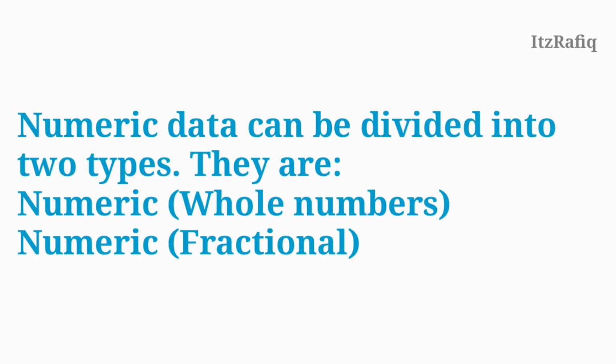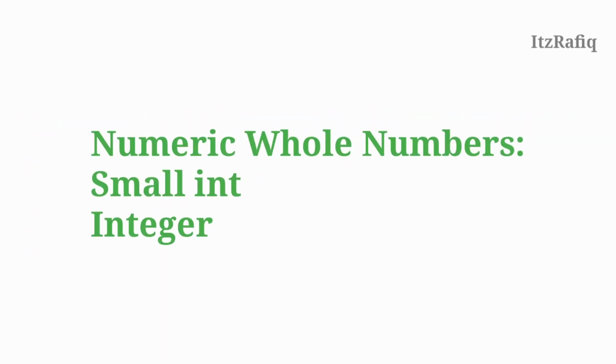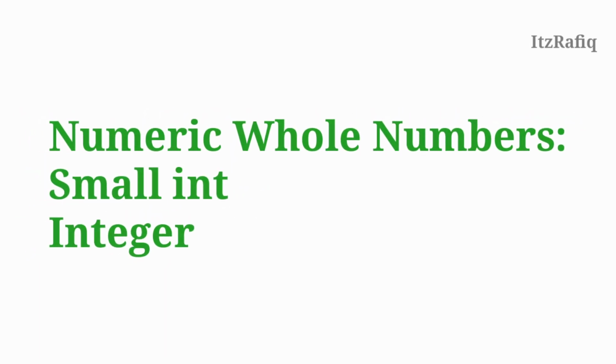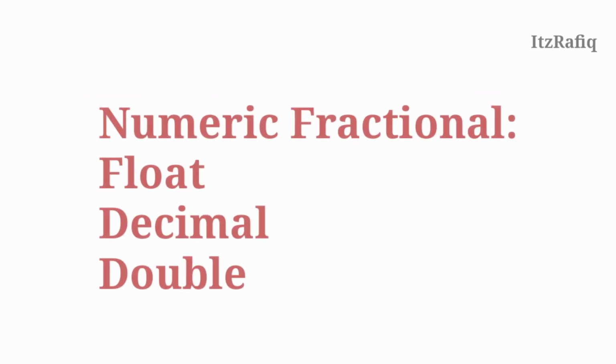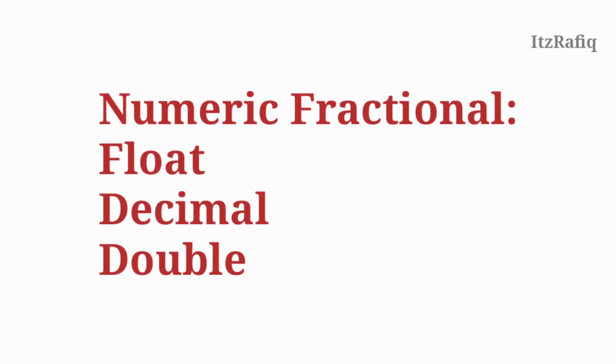In numeric whole number, we have small int or integer. In small int, when we have to use a very small number, for example 75, 182, etc., then we can use small int. If we need a large number, then we can go for integer. And if we have a decimal point in our number, then we can use float or decimal. Or if our number is too large, then we can choose double.